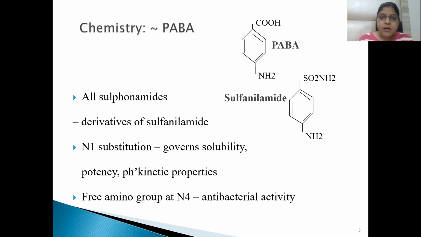Now this is the PABA, and the structure of the sulfonamide is very much similar to the PABA, and these are derivatives of the sulfanilamide. N1 substitution governs solubility, potency, and pharmacokinetic properties, and the free amino group at N4 is responsible for the antibacterial activity.